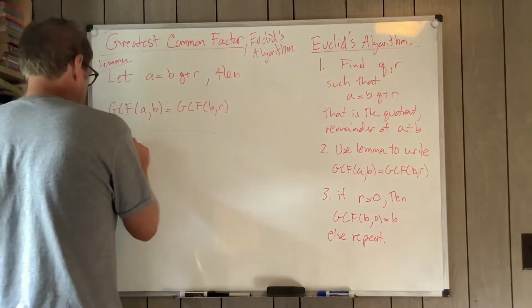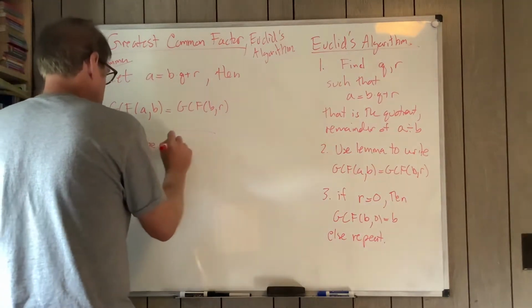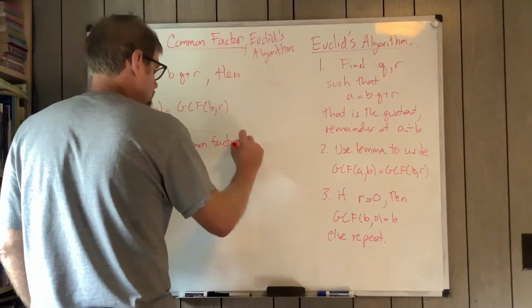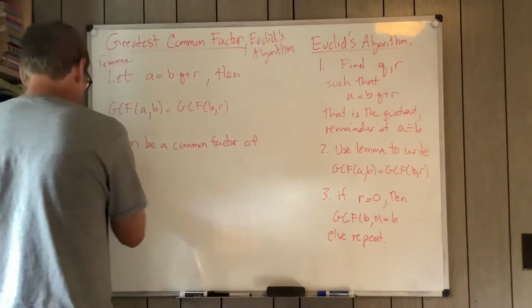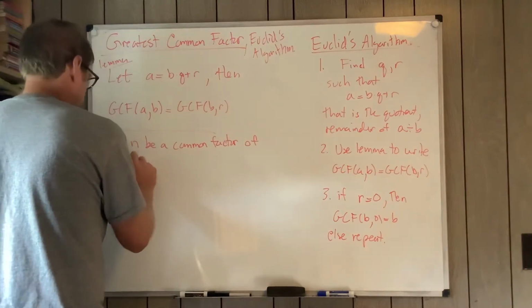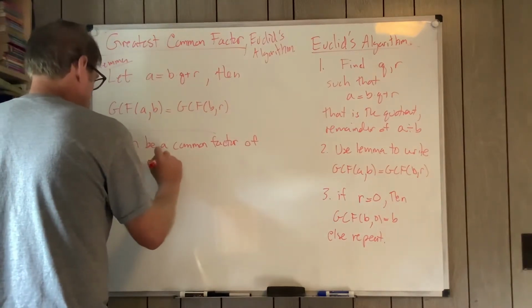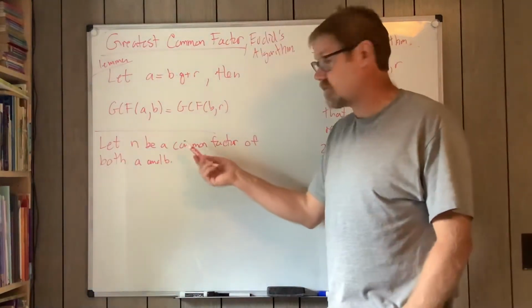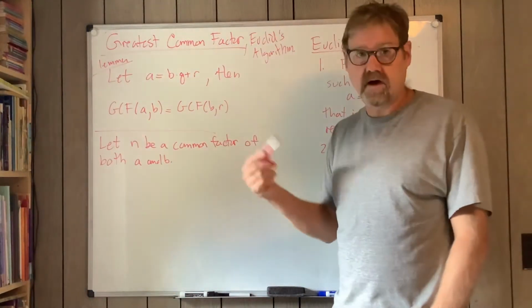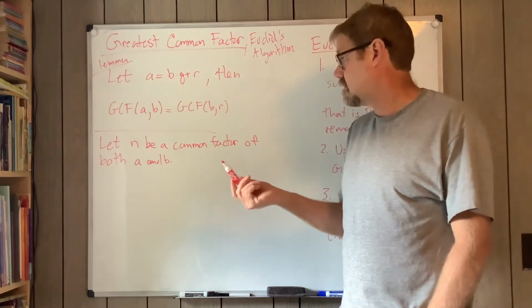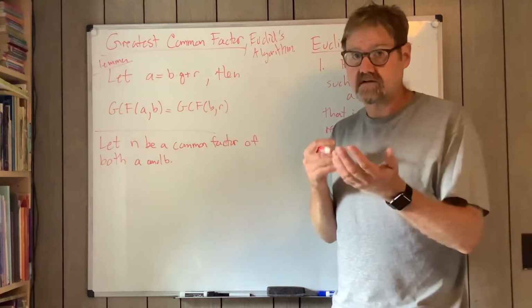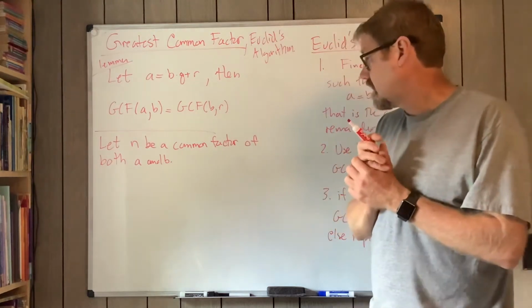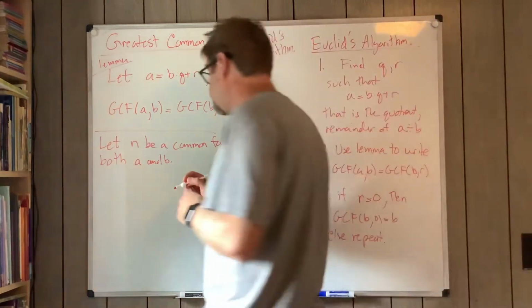So let n be a common factor of both A and B. And so this will exist. It could be 1, for example. Like 8 and 9 don't have any common factors except 1, but that's 1. So we'll just let that be true.